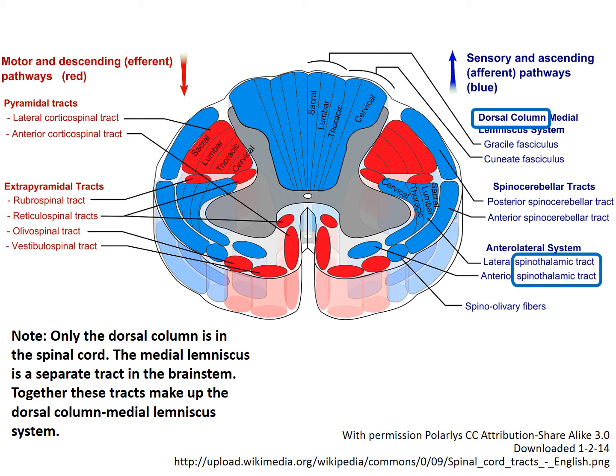Looking by the ventral horn, we can see our anterolateral system that we talked about in the previous parts of the lecture, where our primary pain pathway and our temperature pathways travel.